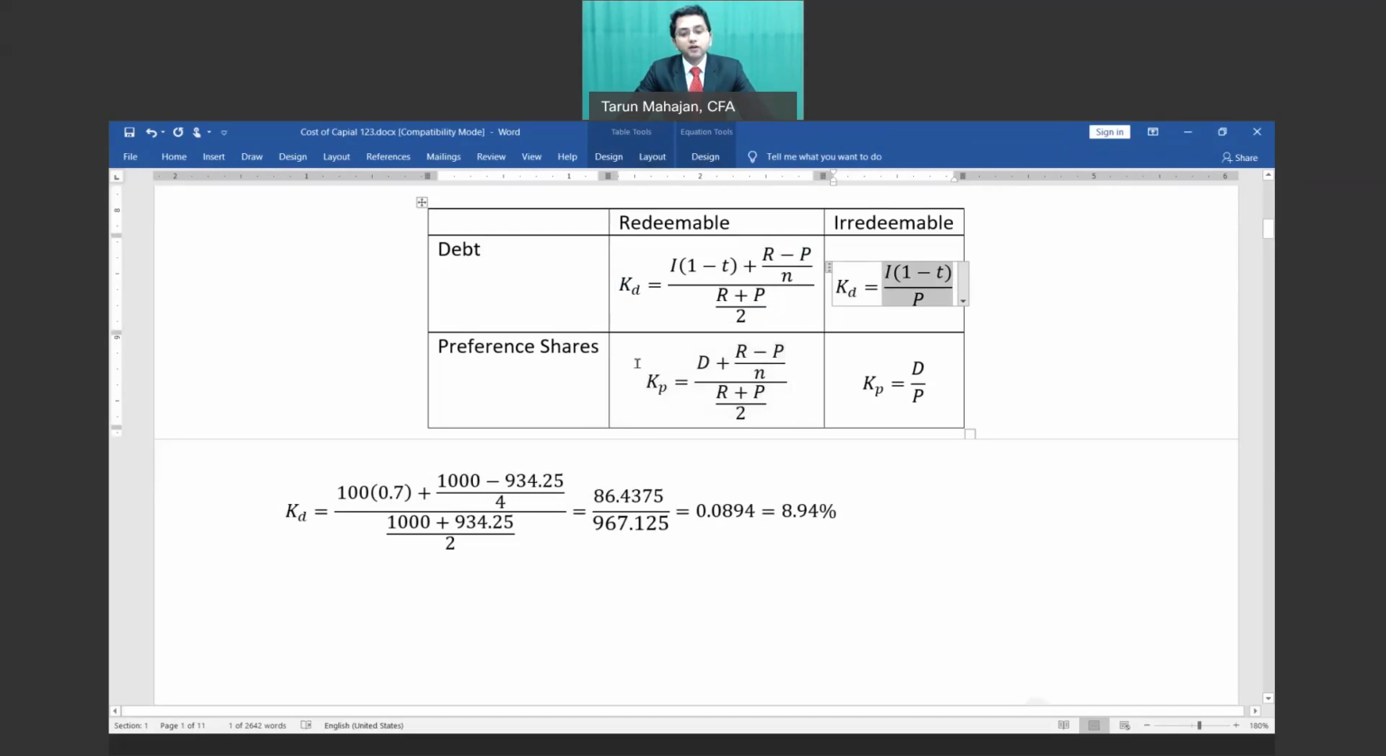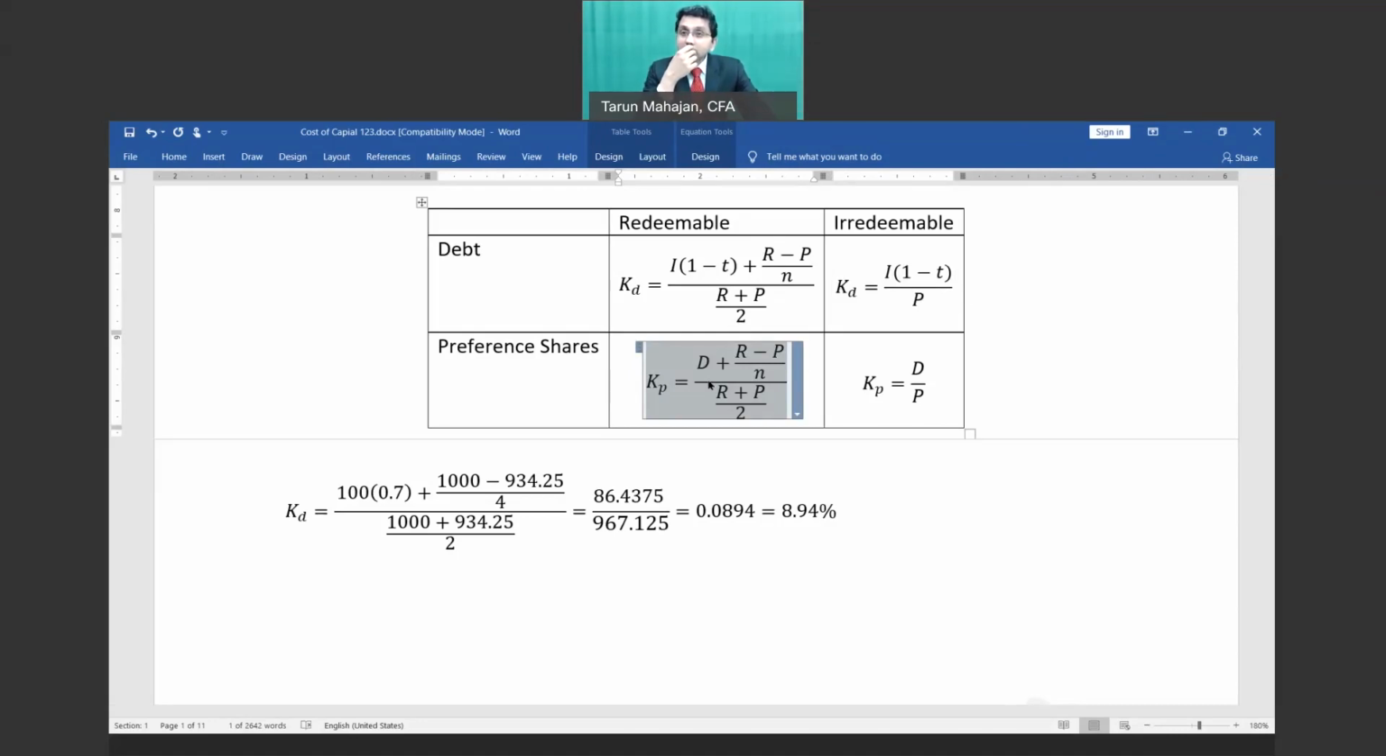Now the same formula is applicable for preference shares also. Okay, so the question is, can we use this shortcut formula in examination? It is very much allowed. Yes, the answer is not accurate, but using the shortcut formula is 100% allowed in examination.